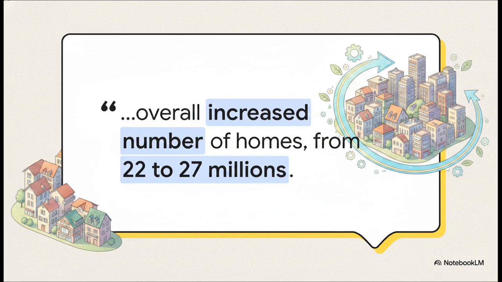And here is that step 2 beat applied perfectly to proportional data, the most impactful of which being the overall increased number of homes, from 22 to 27 million in the 16 years shown. Do you see what happened there? Before getting completely lost in the individual slices of the pie, we highlighted the total macro data shift. We anchored the whole report in the reality that the total pool of homes grew significantly.